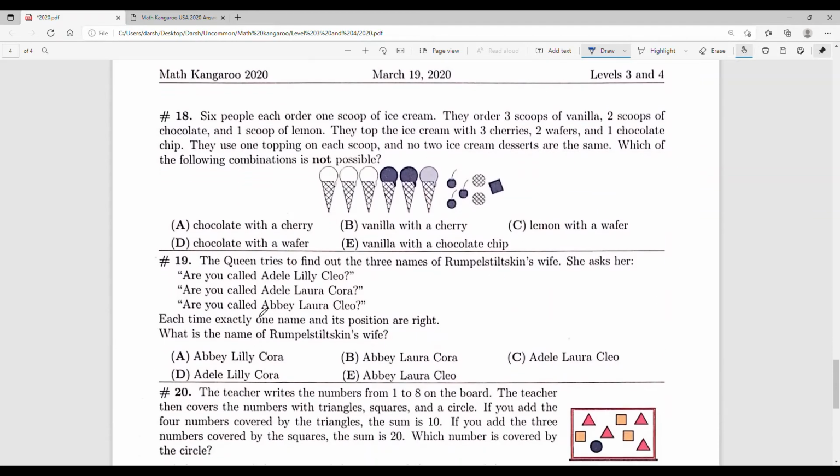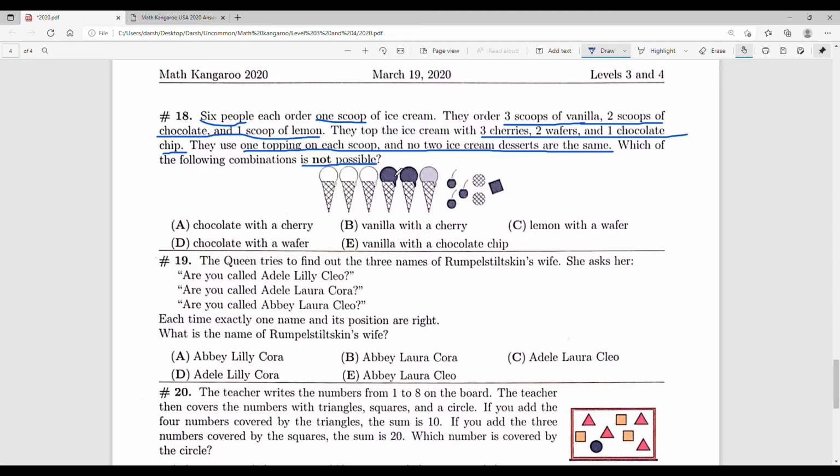Okay, on to number 18. 6 people order 1 scoop of ice cream. They ordered 3 scoops of vanilla, 2 scoops of chocolate, and 1 scoop of lemon. They topped the ice cream with 3 cherries, 2 wafers, and 1 chocolate chip. They use 1 topping on each scoop, and no 2 ice cream desserts are the same. Which of the following combinations is not possible?